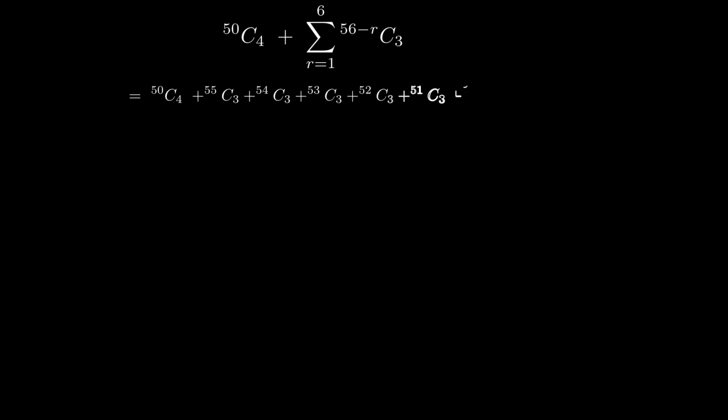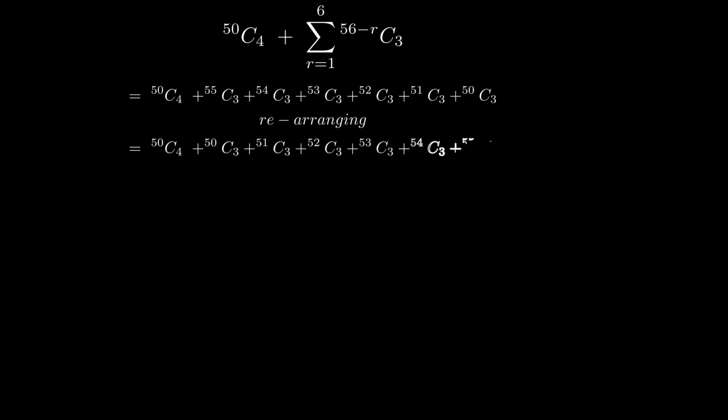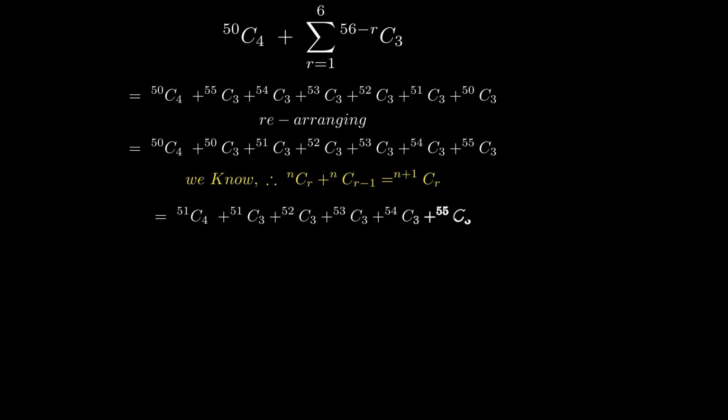So 55C3, 54C3, 53C3, 52C3, 51C3 plus 50C3, right? And then once you rearrange these in the order of C3: 50, 51, 52, 53, 54, 55, and we know that NCR plus NCR minus 1 equals N plus 1 CR, right? So apply this: the first two, 50C4 plus 50C3, becomes 51C4.